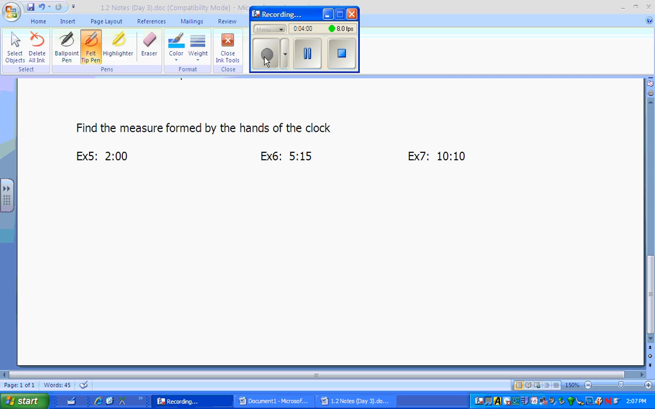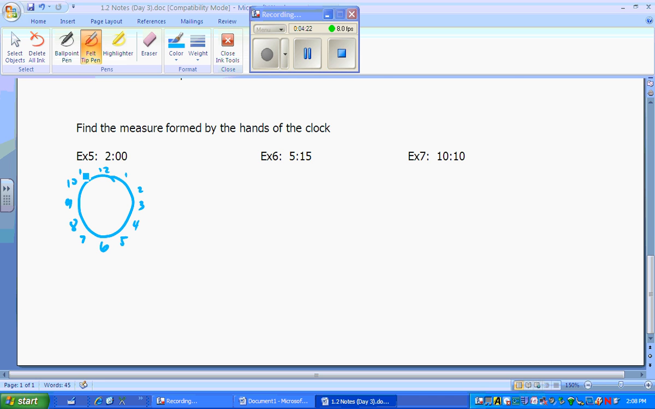The final section is going to be finding the measurement of an angle by designating the hands of a clock. So first off, you have to be able to tell time on a clock. So you would draw yourself a clock, and you want the time to be 2 o'clock. So at 2 o'clock, that means the big hand is at the 12 and the little hand is on the 2. Well, first off, we need to figure out how many degrees are between each angle.